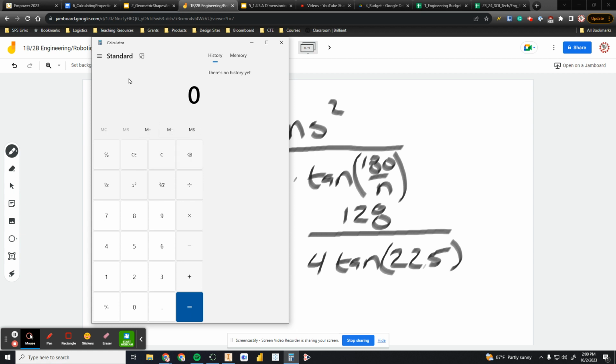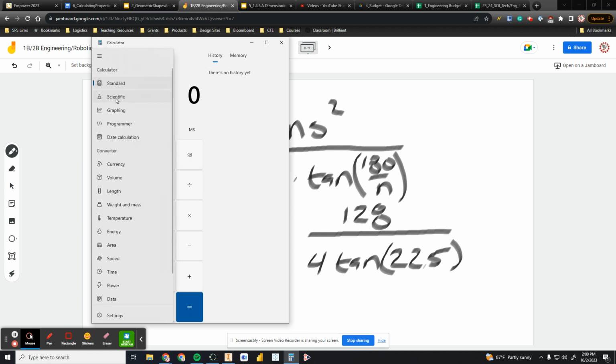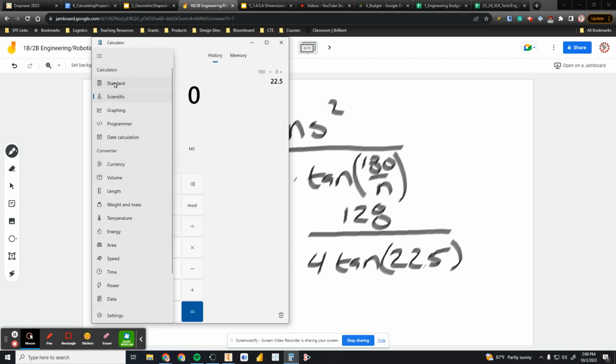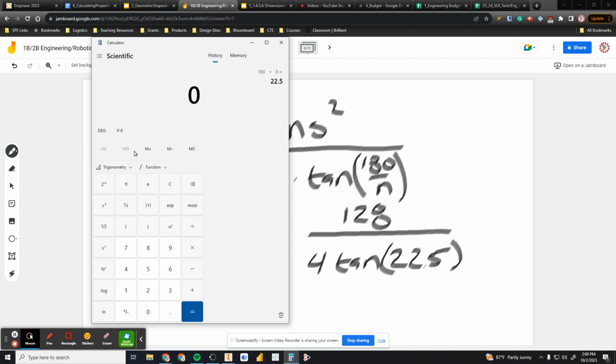Now, one thing to note is in order for you to do tangent, your calculator on the computer is going to default as the standard. You are going to need a scientific calculator in order to get into sine, cosine, and tangent. Okay, so you might not have used this feature before, but I just want you to be aware that if you are using a calculator on Google, or if you're using a calculator on your computer, or if you have a physical calculator, you're going to need a scientific calculator in order to calculate tangents, okay?